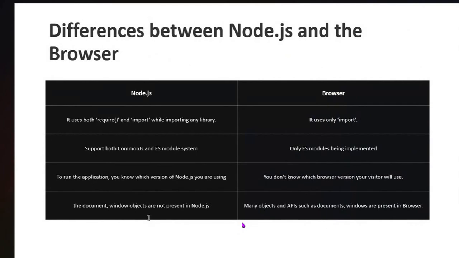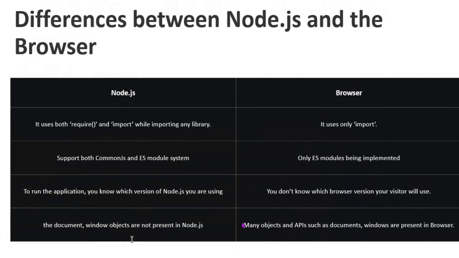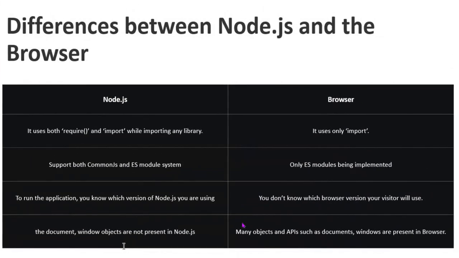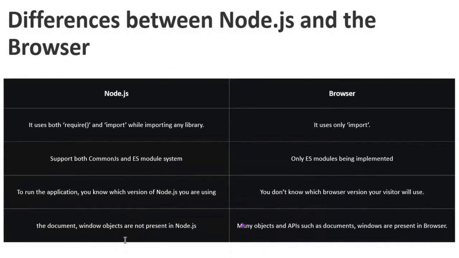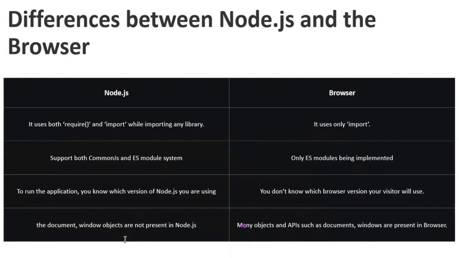So this is a small difference between Node.js and the browser. In Node.js and the browser, we import files and modules from another file or libraries. In Node.js, we have two methods: one is require and the second is import. Require is an old method that was present before the ES6 update, and after the ES6 update we can use the import keyword. So in Node.js we can use both require and import while importing a library, but in the browser we can only use the import keyword to import modules, libraries or files from another library.